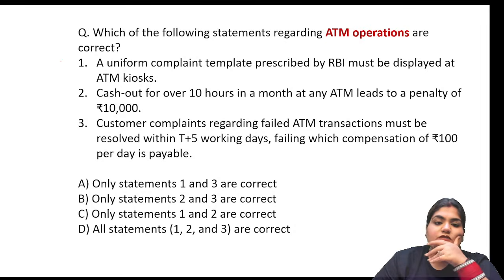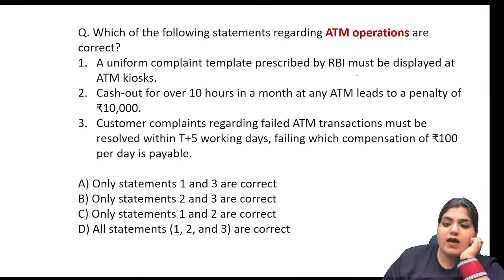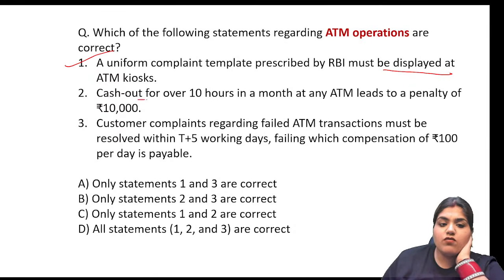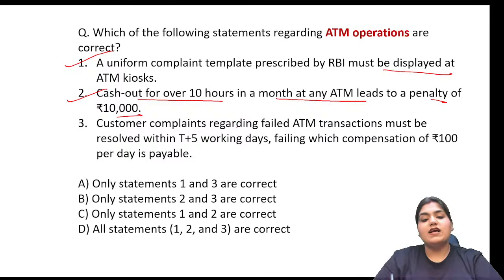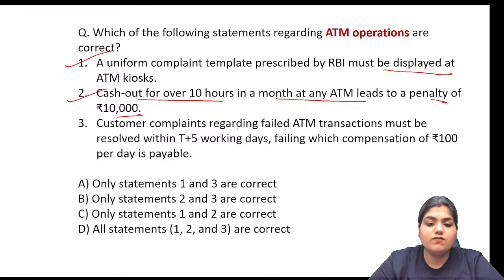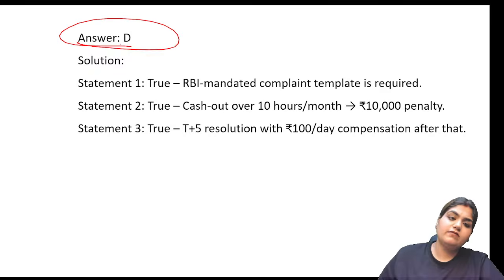Next, which of the following statements regarding ATM operations are correct? The uniform complaint template prescribed by RBI should be displayed at ATM kiosks. Yes. Cash-out over 10 hours in a month at an ATM attracts a penalty of 10,000 rupees. Yes. Customer complaint regarding failed ATM transaction must be resolved within T plus 5 days. Very good. D is the correct answer. All the statements are correct.